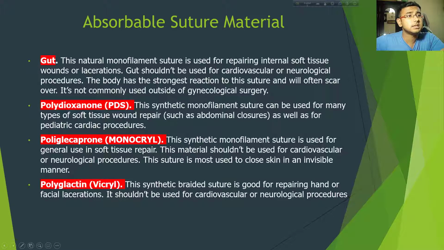PDS, which I already discussed, is a very tough monofilament suture material used for mass closure or abdominal closure. Poliglecaprone or Monocryl is a synthetic monofilament used for general soft tissue repair. Prolene or polypropylene is used for skin closure or superficial skin closure with a taper cut needle. Polyglactin or Vicryl, a synthetic braided suture, is good for repairing hand and facial lacerations. It shouldn't be used for cardiovascular or neurological procedures.